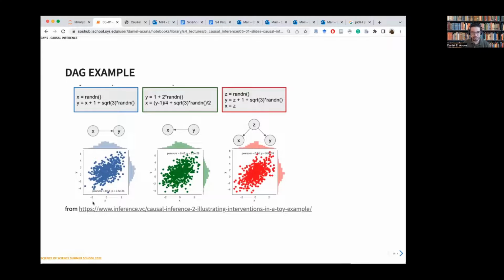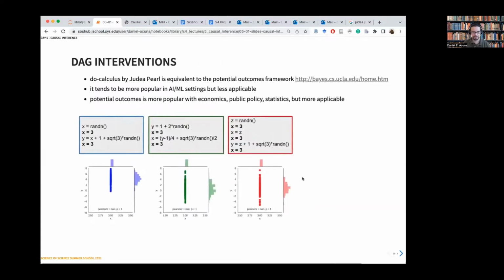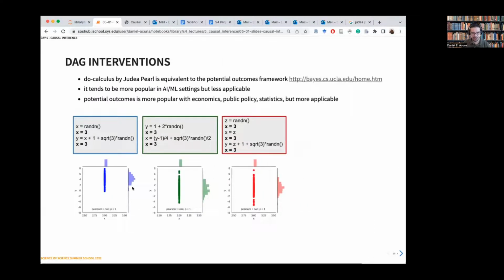Okay, so this is our previous example, and this is how we represent this with DAGs. Here X is directly related to Y, X is being caused by Y, and this is the last example. X is not causing Y because there is another variable that is causing both. And you can see that if you set X, it will change Y. Here, if you change X, it won't change Y. And here, if you change X, it doesn't change Y because there is no causal relationship.